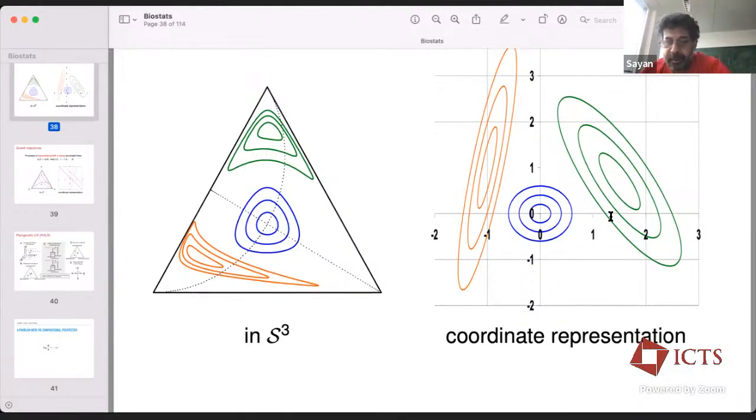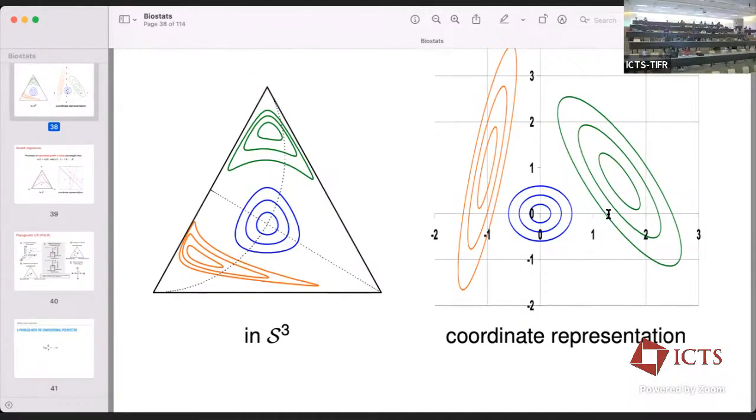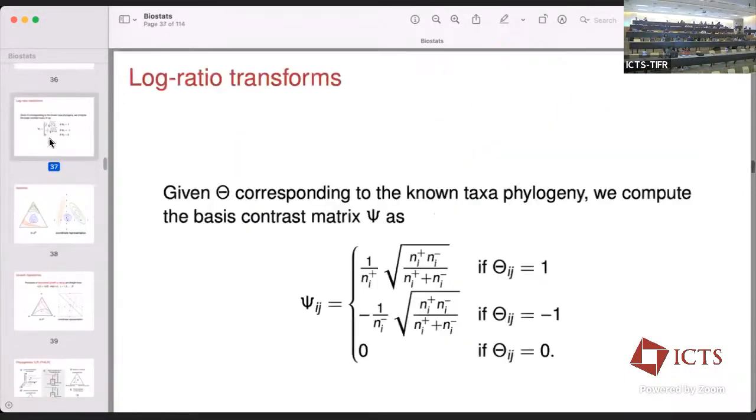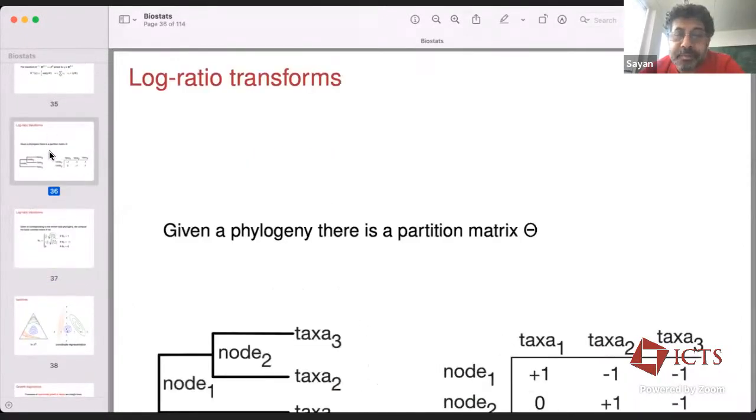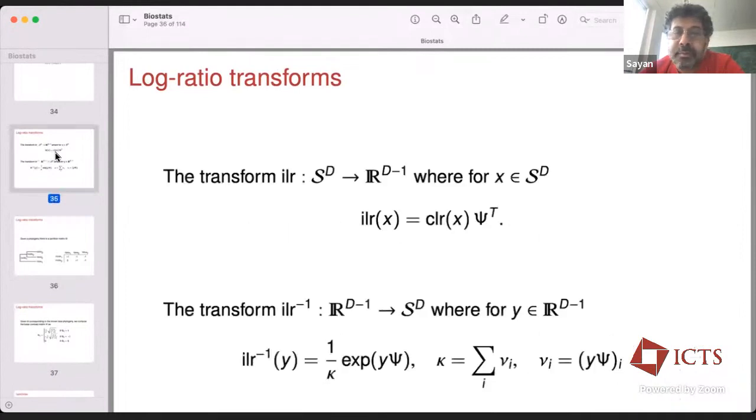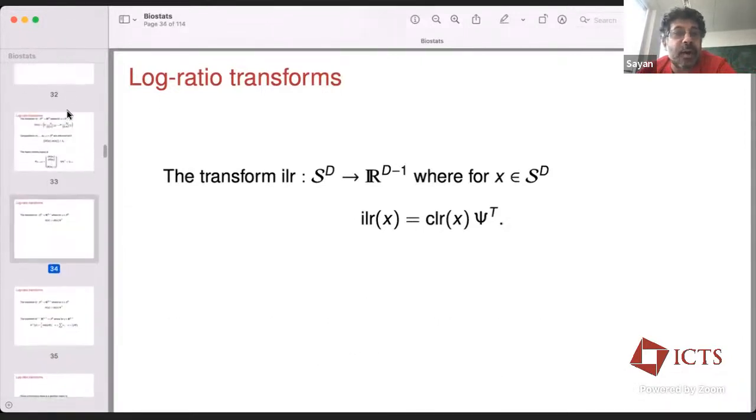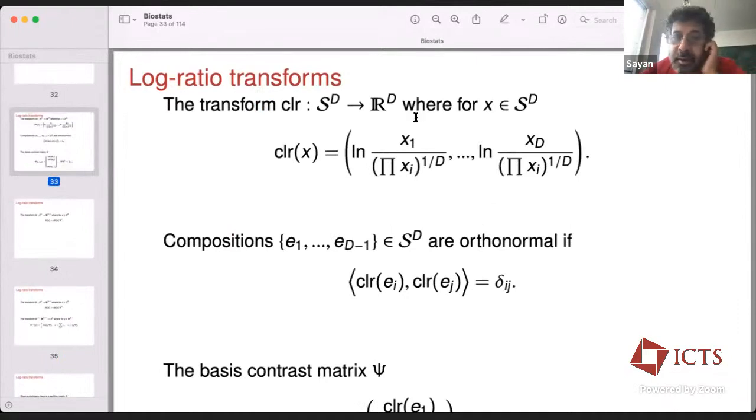What is this transformation, going from the simplex to another coordinate system? Yeah, this is the transformation. What you're doing is first taking all of your counts, normalizing them by the geometric mean, and taking the log of it.